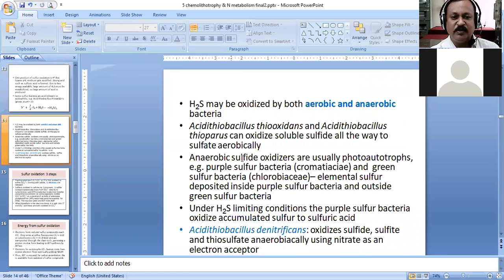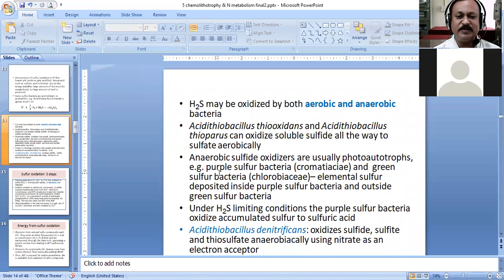H2S may be oxidized by both aerobic and anaerobic bacteria, as I already told you. For aerobic organisms, oxygen is the terminal electron acceptor. For anaerobic organisms, nitrate or sulfite could be the electron acceptor. There is an organism called Acidithiobacillus thioparus, and Acidithiobacillus thiooxidans. They can oxidize the soluble sulfide all the way to sulfate. So from sulfur to sulfate that can be made.